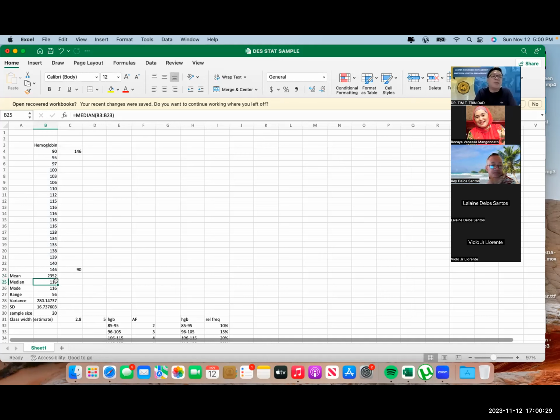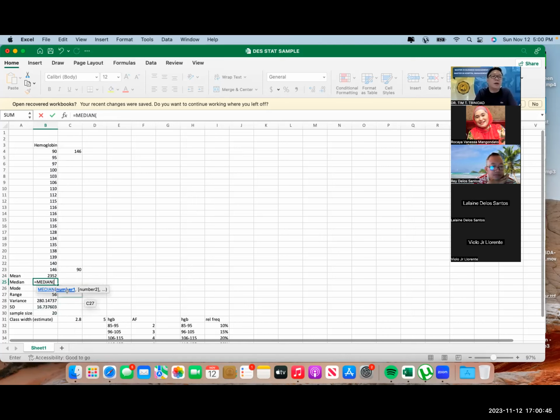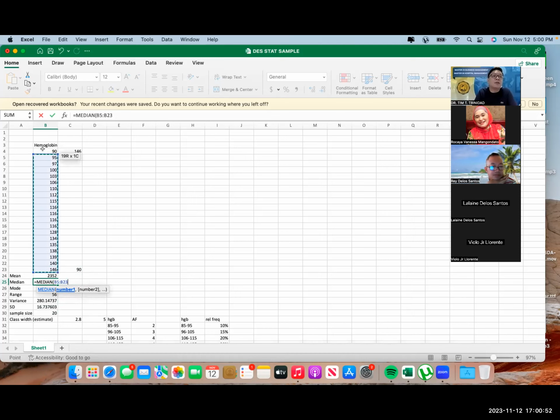And if you want to get the median also, let's assume na wala yung median. Median is equal to the formula median. So let's look for the formula of median. The better way to do it is you drag on the data sets, press enter, and then automatically you have the median and the mode, as well as the range, the variance, standard deviation, and everything.